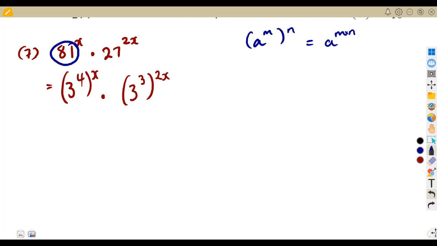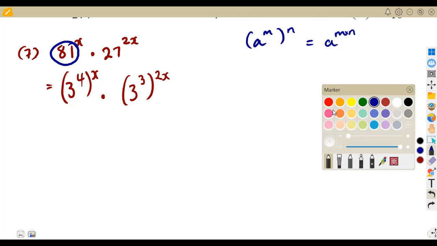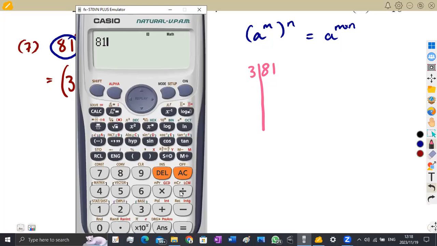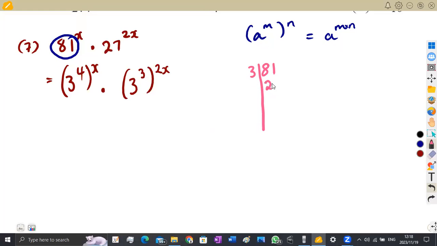Or you can go back to expressing these numbers as a product of their prime factors. Remember, I talked about that from our mathematics grade 8. That's what we talked about, product of prime factors. So for 81, the smallest number we can think of is 3. A factor of 81, you divide 81 by 3. If you do not know it, just use your calculator. 81 divided by 3, you get what? 27.